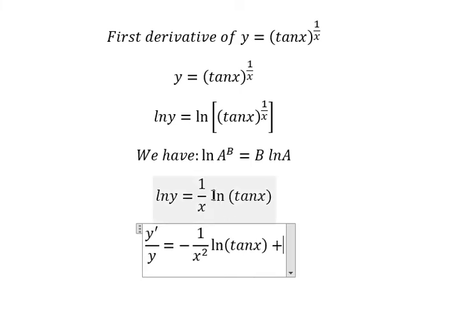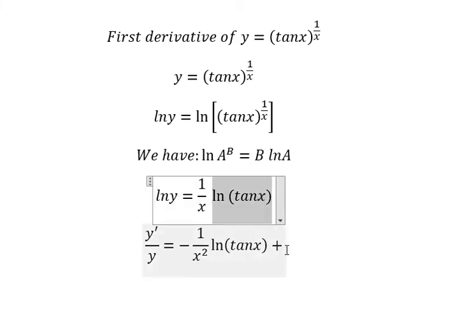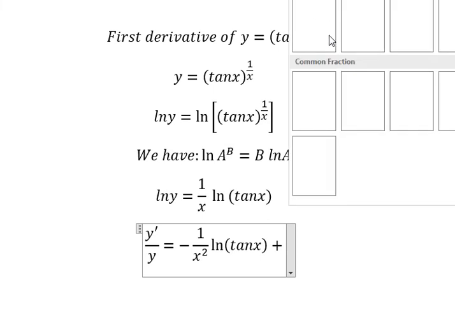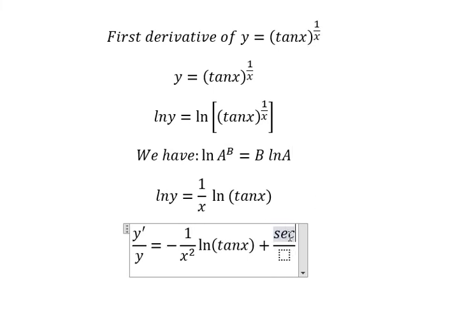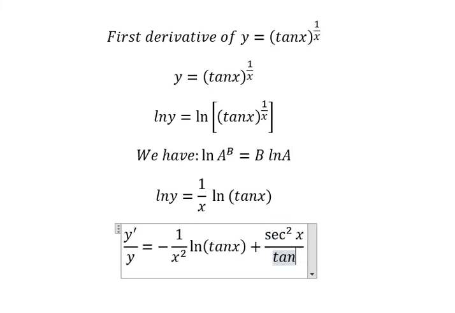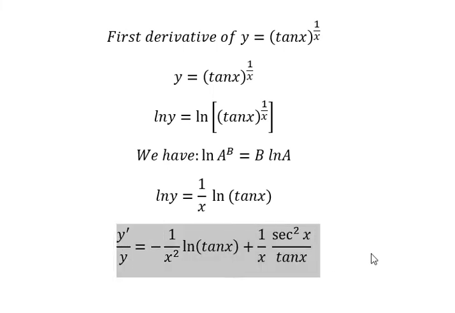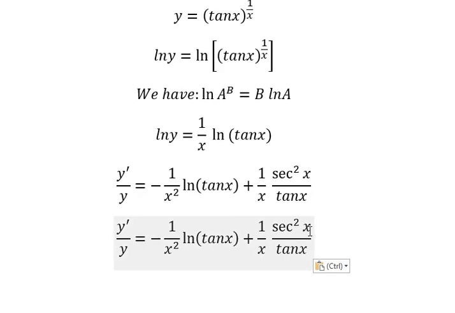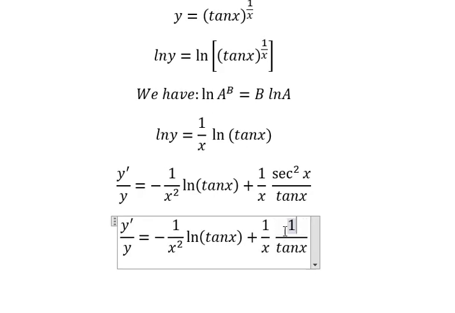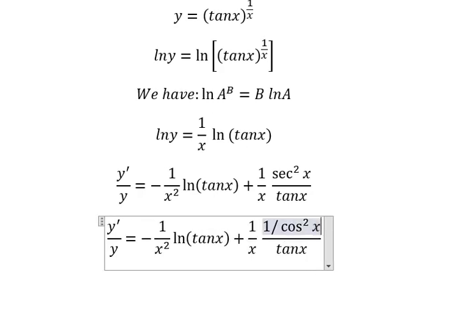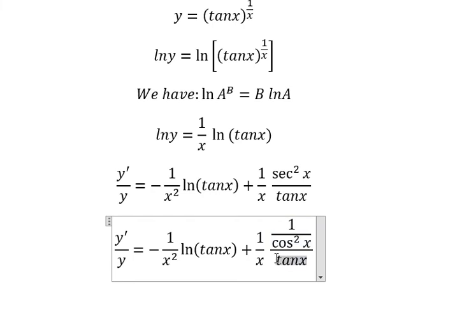Next, we take the first derivative of this one. So we will have secant of s squared over tan s, and we have 1 over s. Secant of s squared we change to 1 over cosine s squared. Tan s we change to sine s over cosine s.